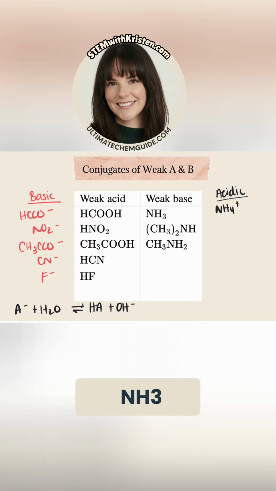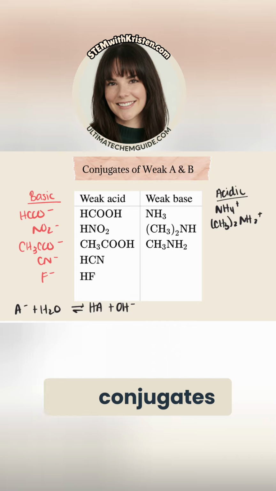Their conjugate acids, so NH3 is going to be NH4 plus. So that one's just going to give off a proton. The CH3NH2, CH3NH3 plus, and so on and so forth. So those are going to be acidic. So the conjugates of weak bases are going to give off a proton.